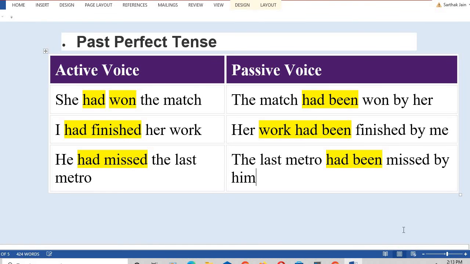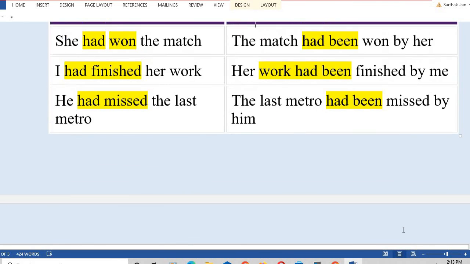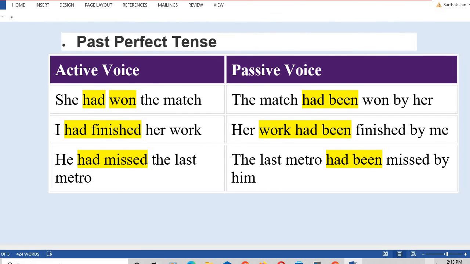Okay students, I think you could understand well the concept of active and passive voice.